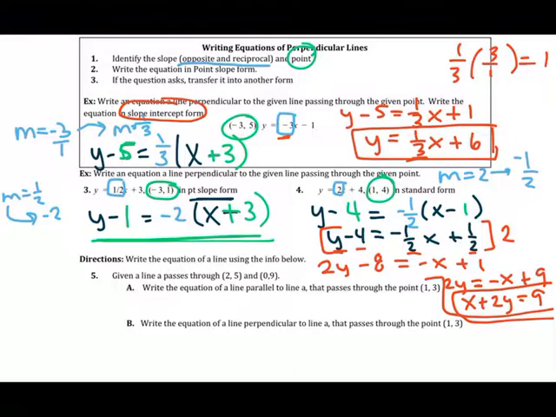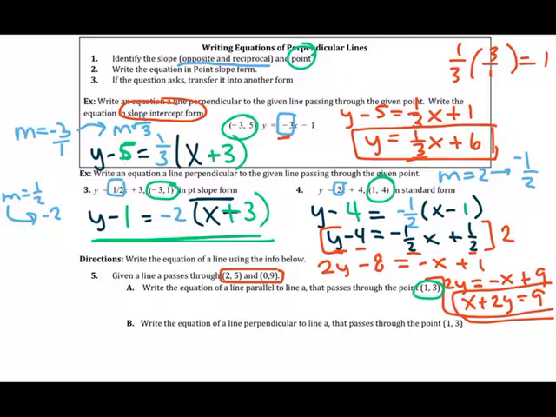Write the equation of a line using the information below. So for part A, we're going to write the equation of a line that's parallel to the line that goes through these 2 points and that passes through the point (1, 3). And it doesn't specifically tell us what form to write our answer in, so let's just leave our answers in point-slope form and make our lives easier.